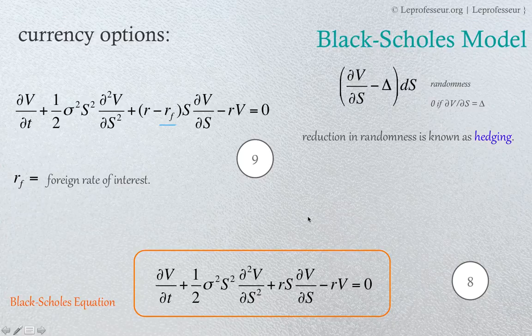So if you see the difference between equation number 8 and equation number 9, it's the same, except instead of R we have R minus RF, the foreign rate of interest, right?